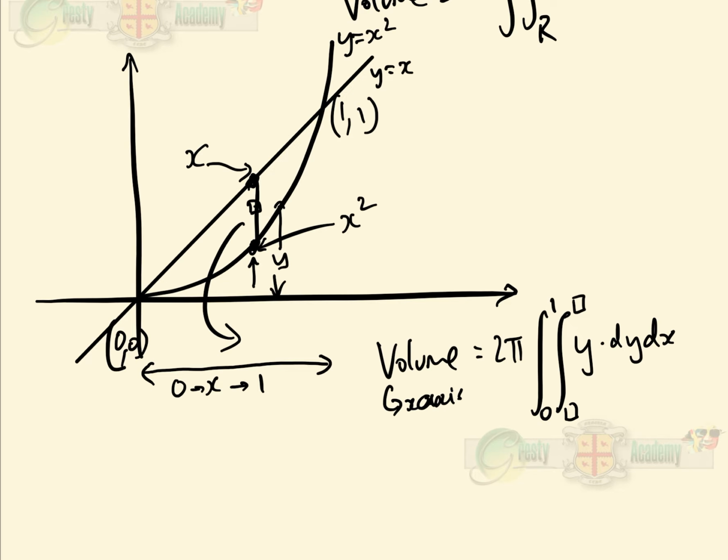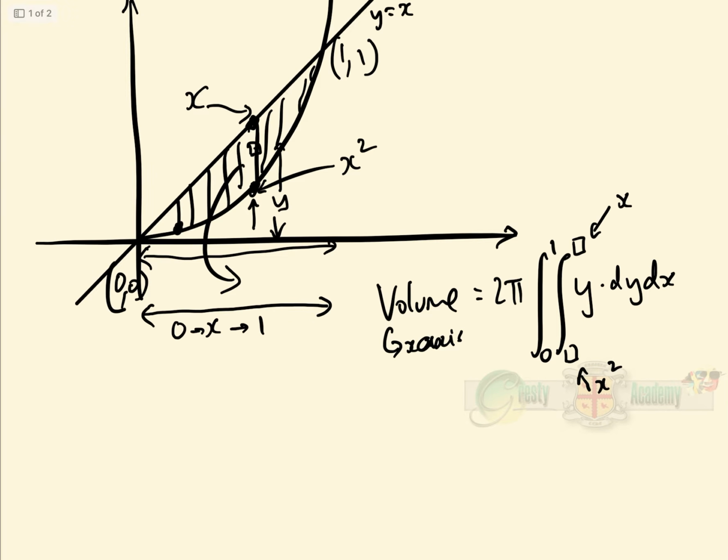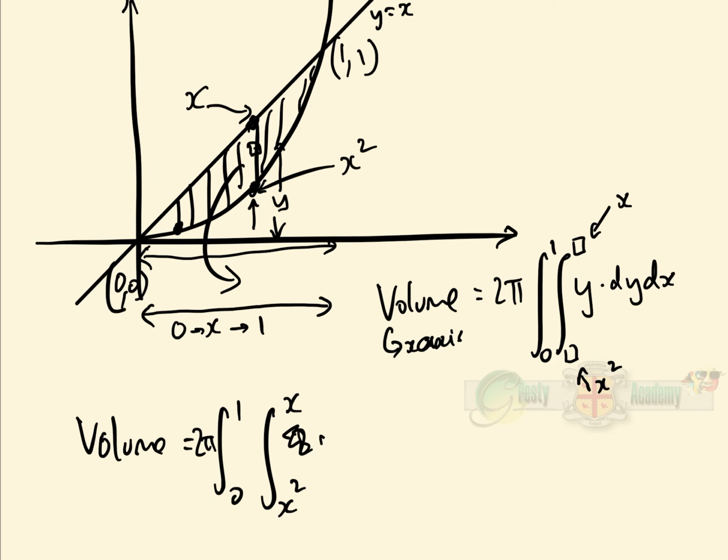Therefore, if we integrate x all the way from 0 to 1, and for y we enter at x squared and exit at x, then we will cover the entire area. So our limit here is from x squared to x. So now we have that our volume is equal to the integral between 0 and 1, of the integral between x squared and x, of 2 pi y dy dx.